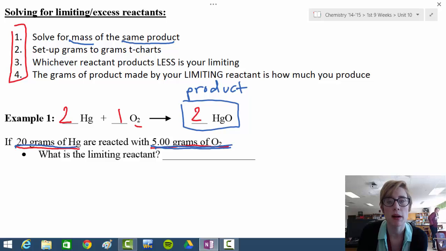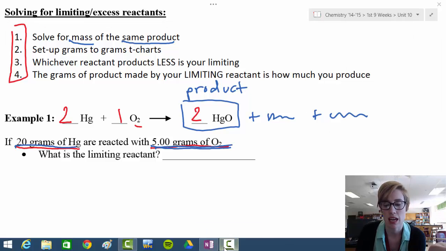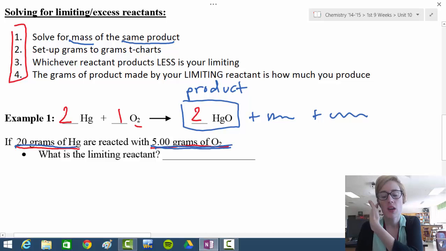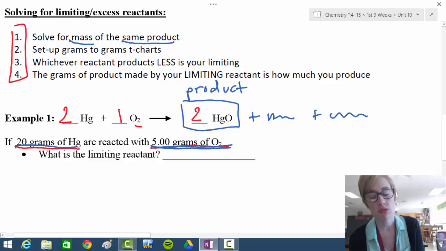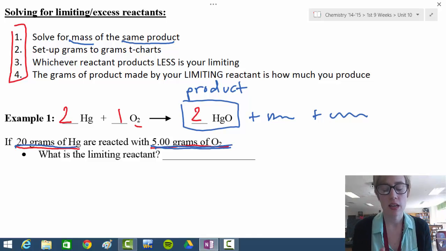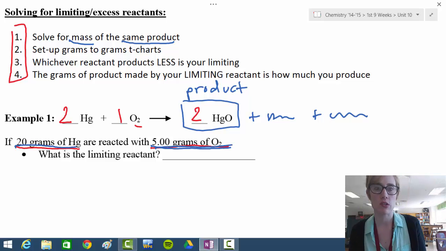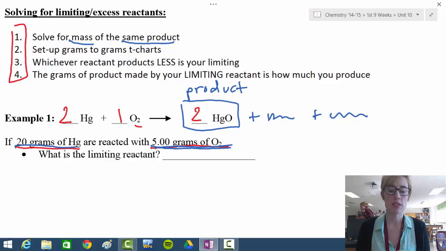But sometimes you might see in other problems another product written here and another product written here. It doesn't matter which product you choose as long as you choose the same product. So the goal here is to solve for the same product. Just choose any product and you're going to solve for how much product you can make. If you use 20 grams of mercury, then you're going to set up another problem where you solve for how many grams of product you can make using 5 grams of oxygen.